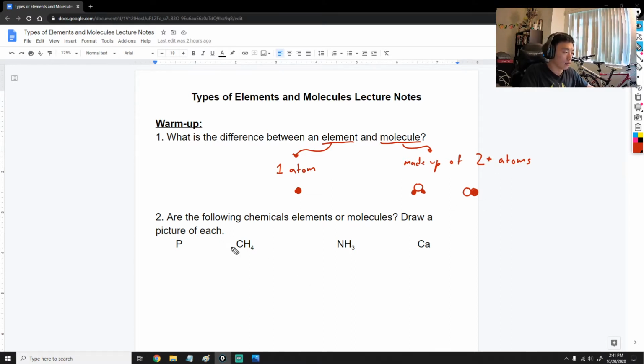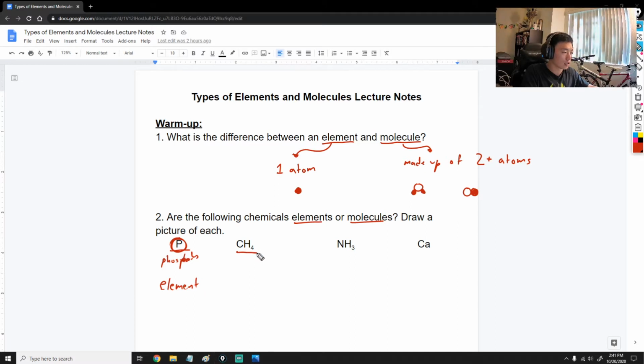Okay, so we have 4 different chemicals here, and we're going to figure out if they are elements or molecules. We said elements are things that are just one atom. Basically, on the periodic table, you just look for the symbol. So here we have P. This is phosphorus, and it's just one capital letter in the formula. Since it's one capital letter, it's just one element. So this would be an element.